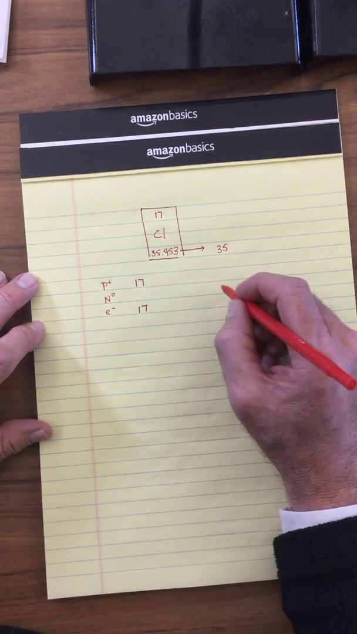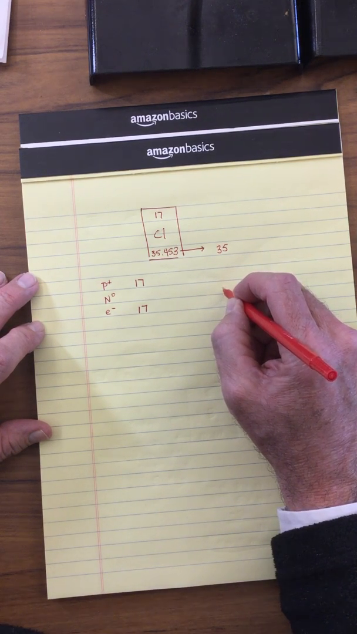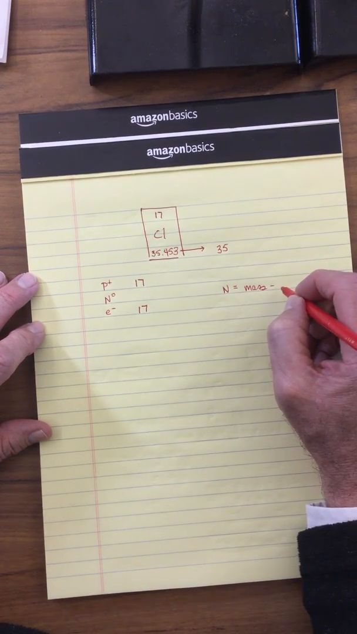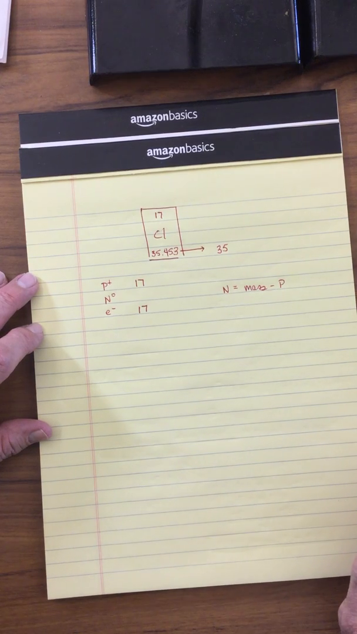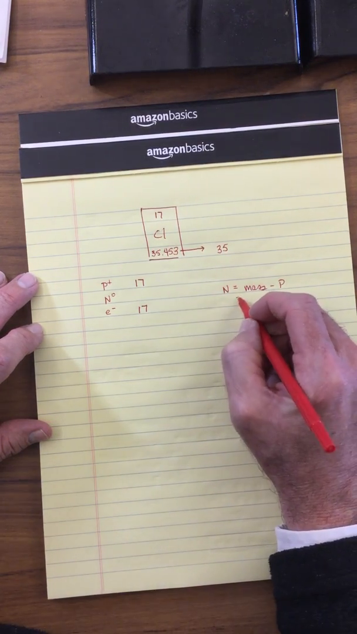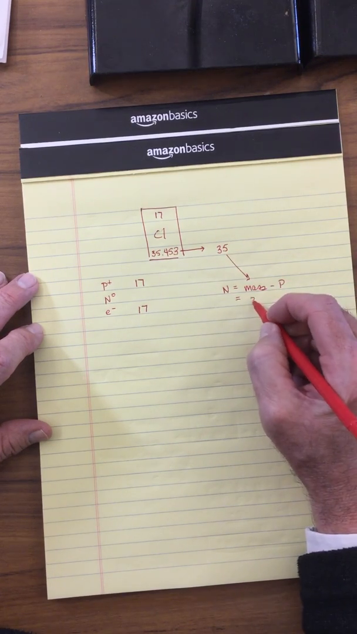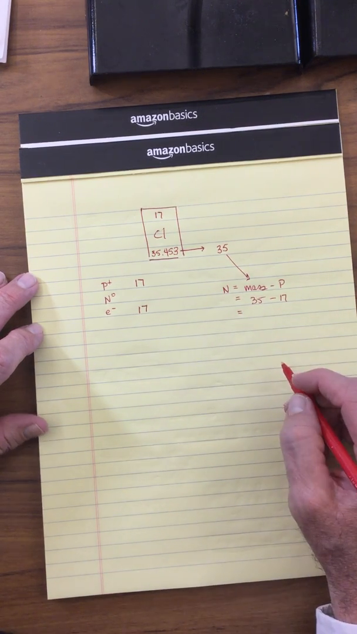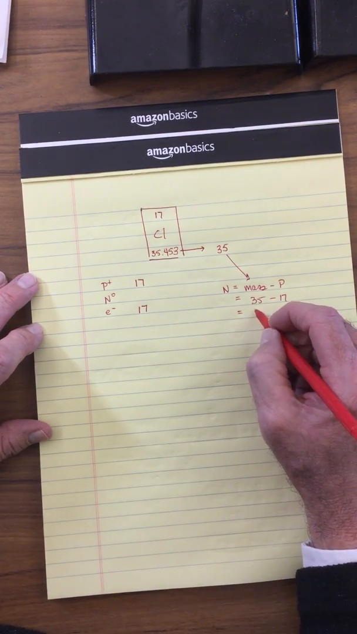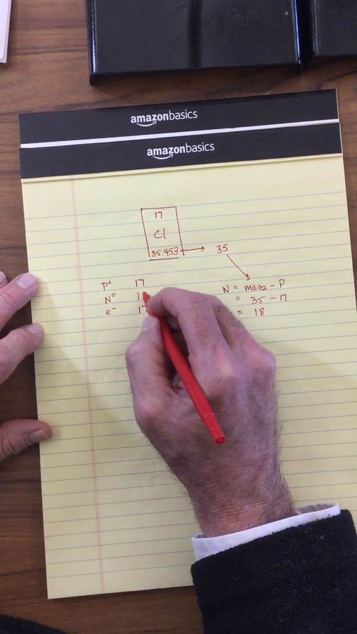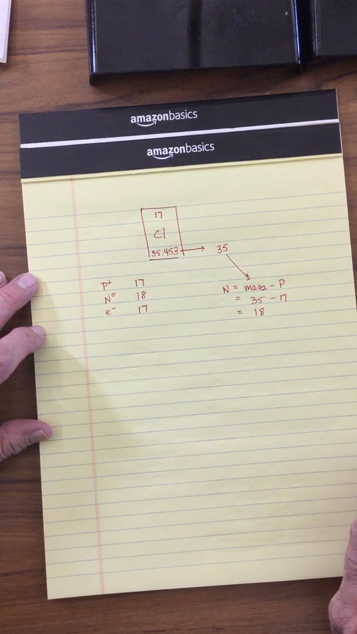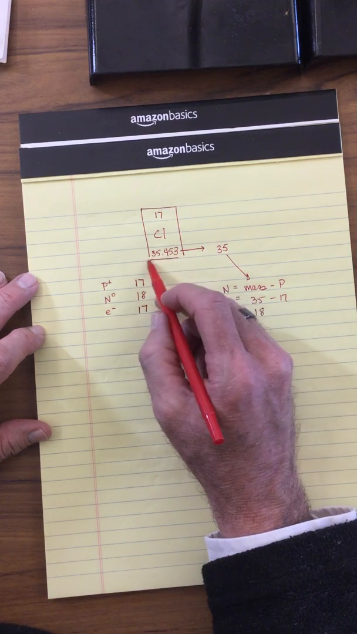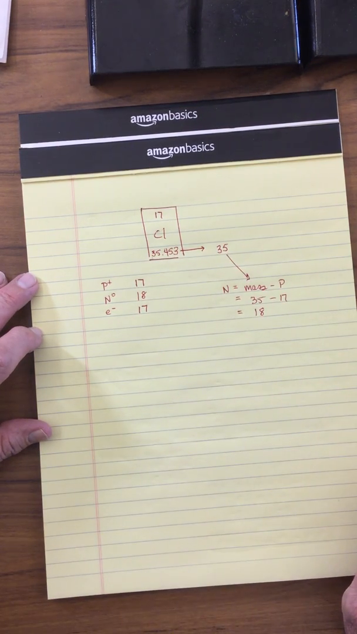Let's plug in this formula. My neutrons is going to be equal to the mass number minus the number of protons. So my neutrons is going to be equal to, my mass number is 35, my protons is 17. Therefore, I am going to have 18 neutrons in this atom. And we can check after all this mathematics: my 17 plus the 18 adds to 35, which is my rounded mass number.